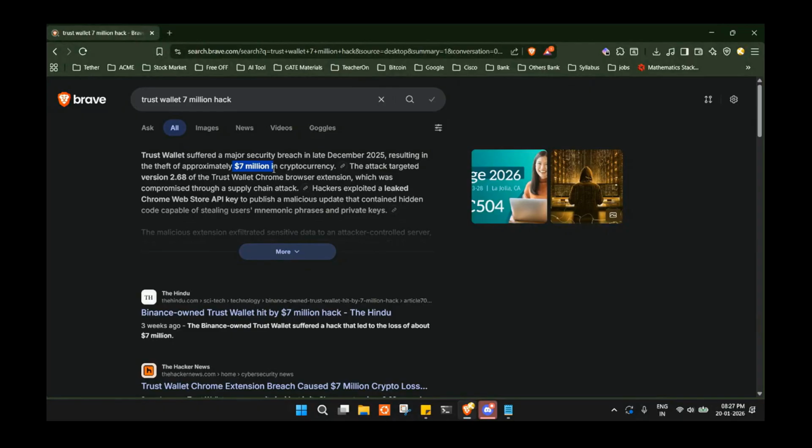Because someone who is working at Trust Wallet, an employee of Binance or Trust Wallet, was able to push some kind of hidden code. Once he put the latest update on this Chrome extension, for those who were using the Chrome extension, the person was able to access all the seed phrases from them. And because of that, people lost all those currencies.